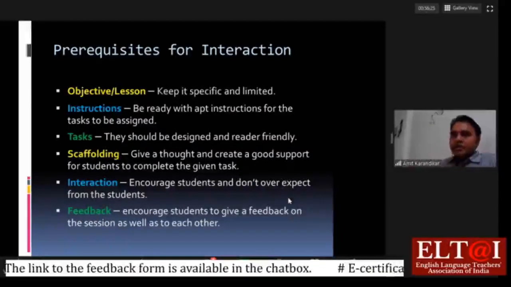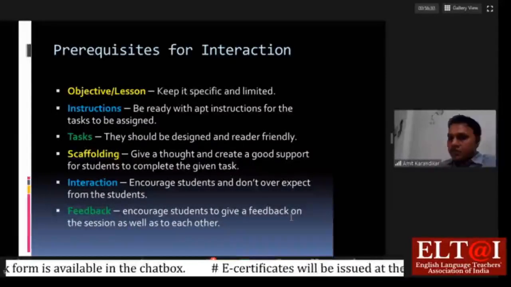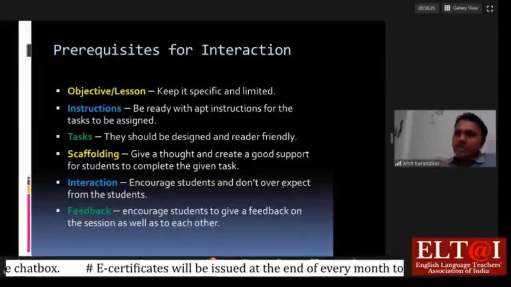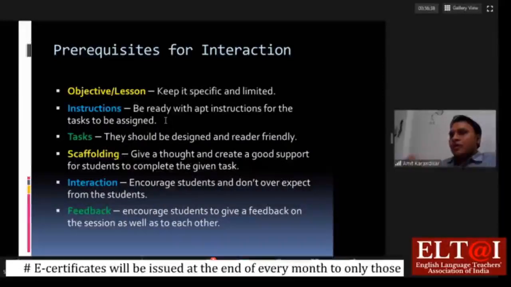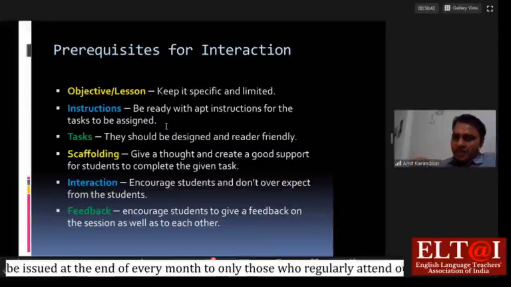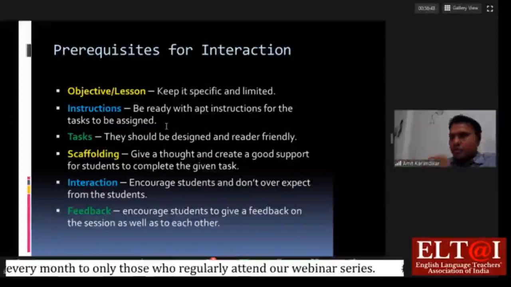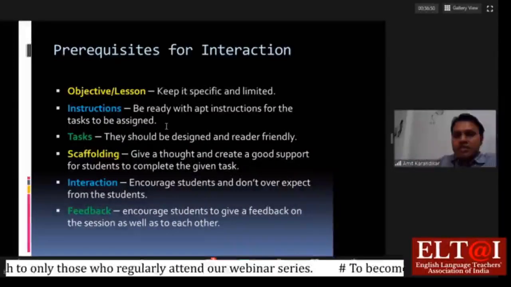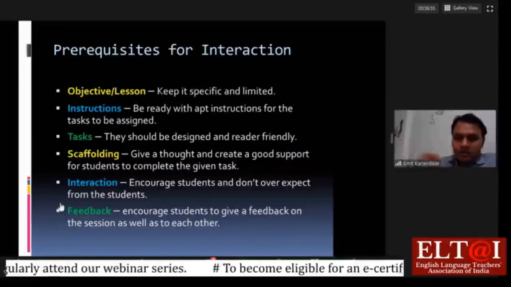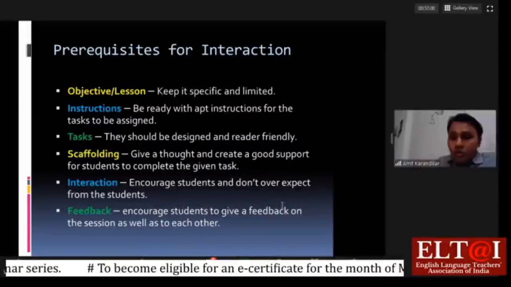And finally, the interaction. The very reason why we did all this hard work. So encourage students and don't over expect from the students. I am saying this with personal experience. We have seen this in English classrooms also, that students do feel a little shy to talk in front of the class, and especially when it comes to speaking in English. Now here, the challenge is even higher. There can be network issues, there can be shyness, there can be people around. There are so many other reasons why a student might not want to talk.